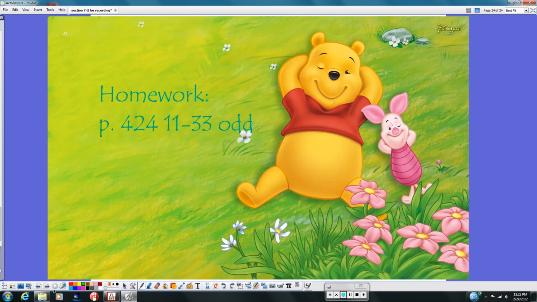Homework assignment is on page 424, numbers 11 to 33, the odd ones.